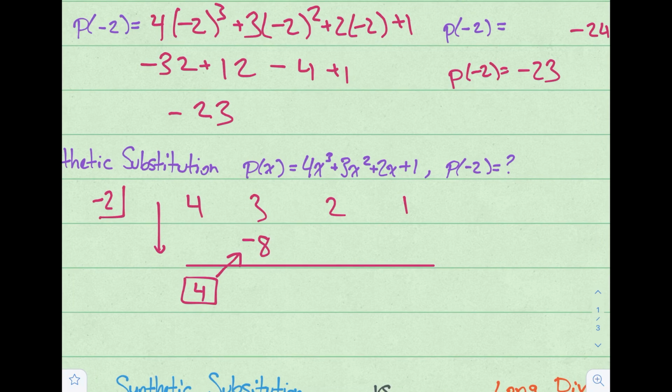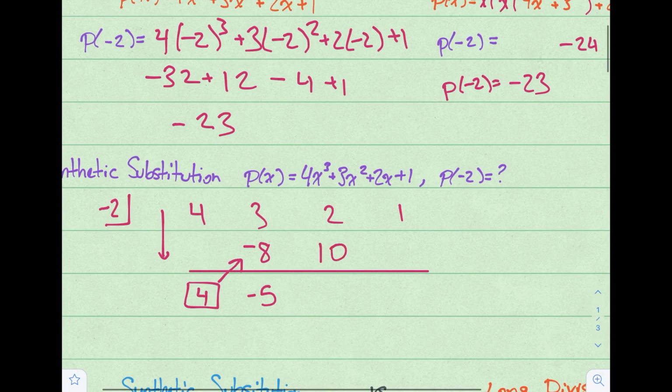And we will continue. We will add down and multiply the result up. 3 plus negative 8 is negative 5. And then I'll multiply again by negative 2. Negative 5 times negative 2 is 10. And then I will add down. 10 plus 2 is 12.